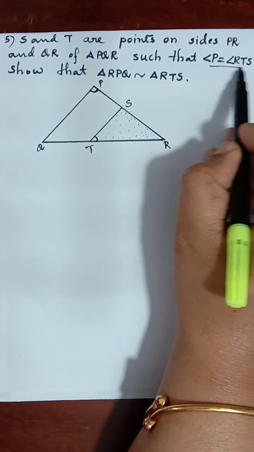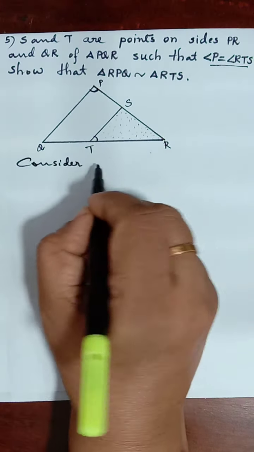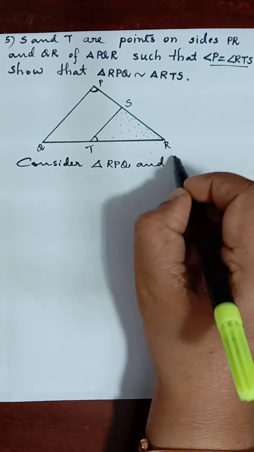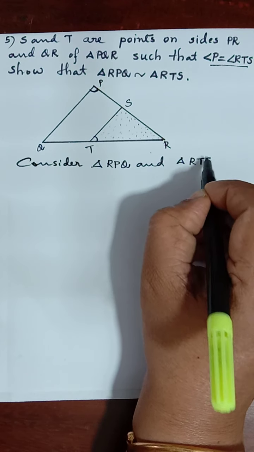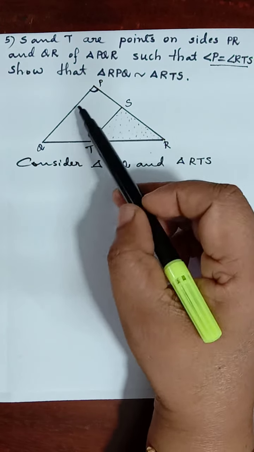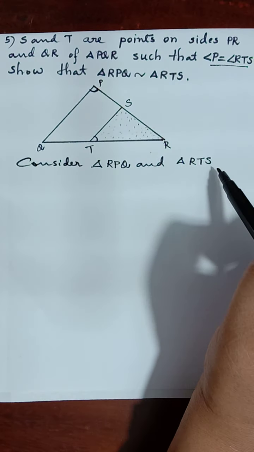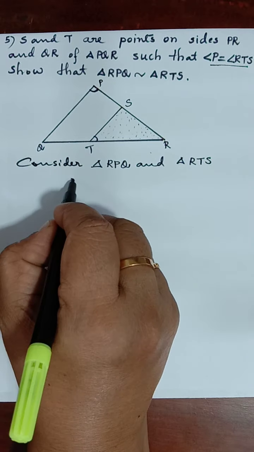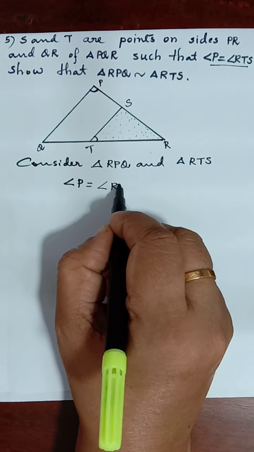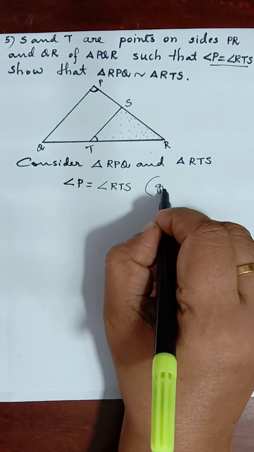So which is the first point to be written here? First we have to consider both the triangles. Consider triangle RPQ and triangle RTS. These are the two triangles to be proved as similar. Therefore, we are considering triangles RPQ and RTS, in which angle P of the bigger one is equal to angle RTS of the smaller one. These two are equal. It is given to us.